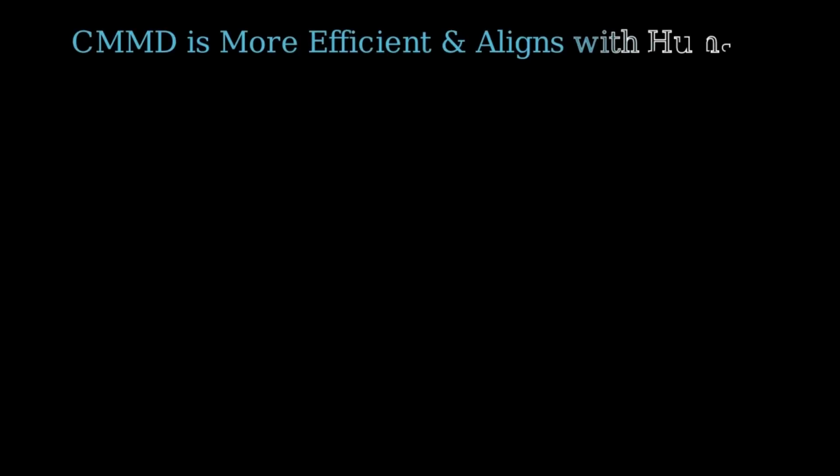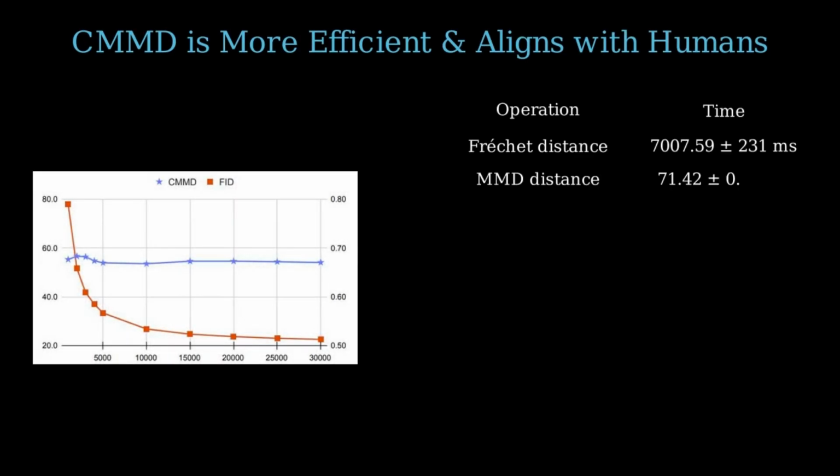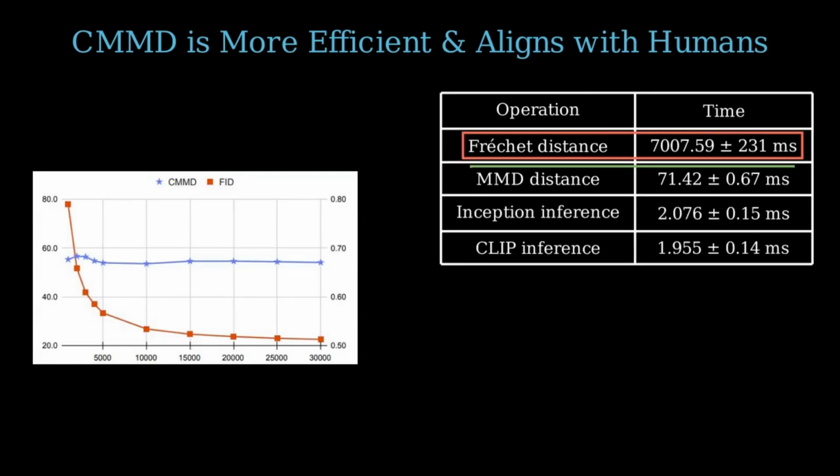Beyond its theoretical superiority, CMMD dramatically accelerates the research workflow. Look at the runtime operations. Computing the Fréchet distance alone takes over 7,000 milliseconds. In stark contrast, computing the MMD distance takes just 71 milliseconds. That is a 100x speedup in distance computation.